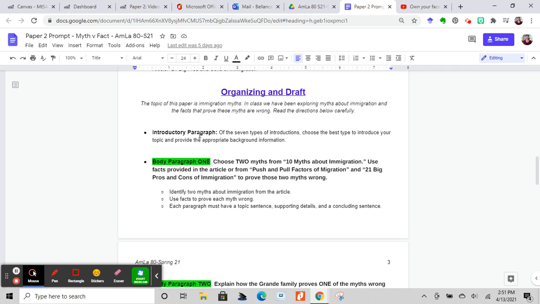So this paper should be 5 paragraphs long. You will begin your paper with an introduction paragraph. You're going to pick one of the 7 ways that we learned how to write a good introduction paragraph. Remember, if you need to review those different ways, you can find all of that information in the writing resources module. So you get to choose the best introduction you would like to use for this paper.